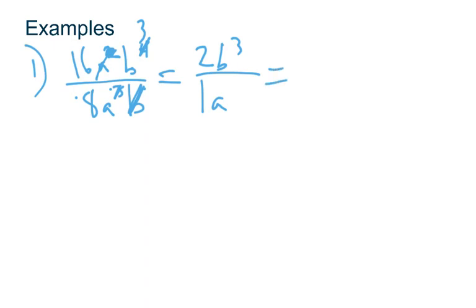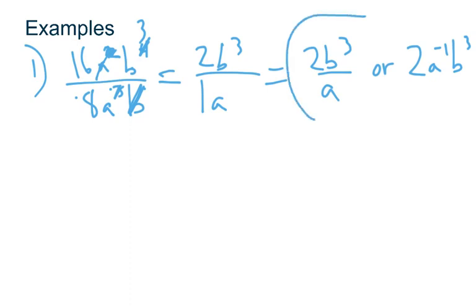And so there are 2 ways we could write it, and it depends on which textbook you're using. We could go 2b cubed over a. We could also say 2a to the negative 1 b to the third, though this is probably not what a lot of books are going to look for, because usually textbooks don't like negative exponents. So either one, they're technically the same thing, but the one on the left is a little cleaner. Let's look at a second example.